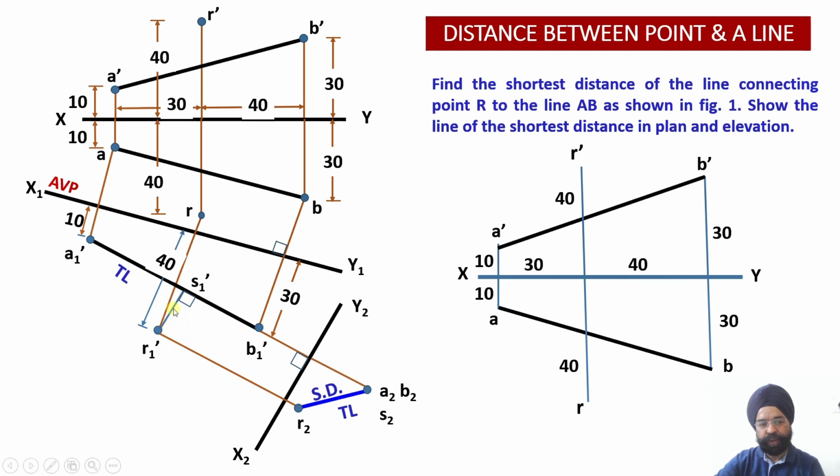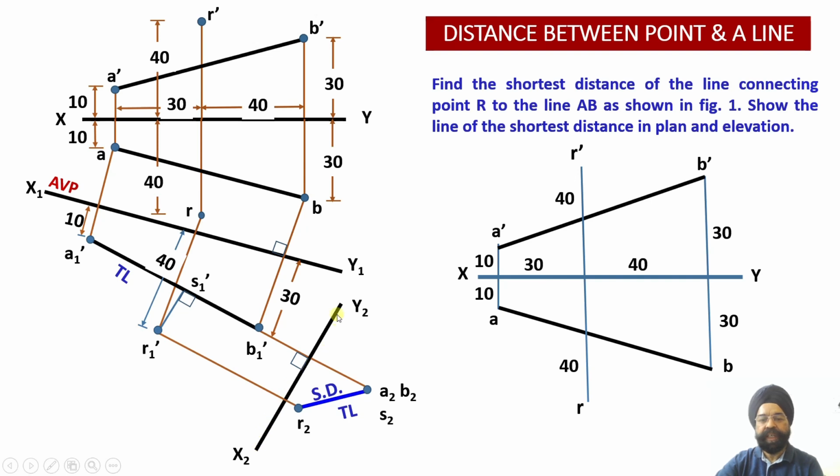Just see, once we drop a perpendicular from the R1 dash point onto the line A1 dash B1 dash, which is a true length, what will happen? We will have this point of intersection of the shortest distance onto the true length of the line. And once I drop this perpendicular, you see what happens? This perpendicular becomes parallel to this new plane x2 y2.